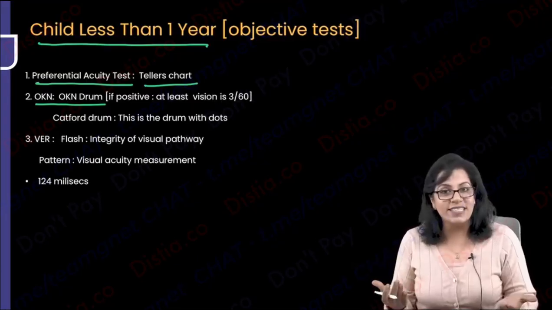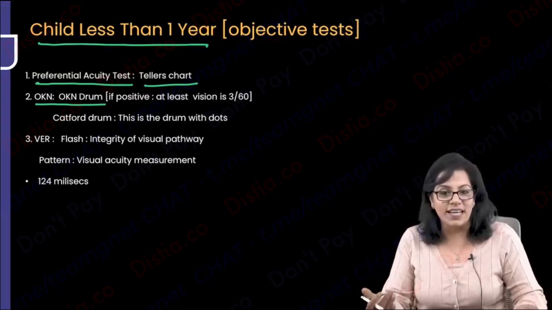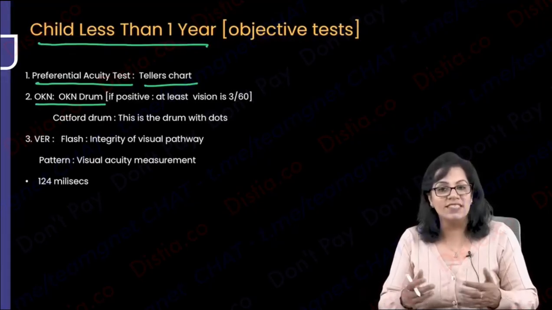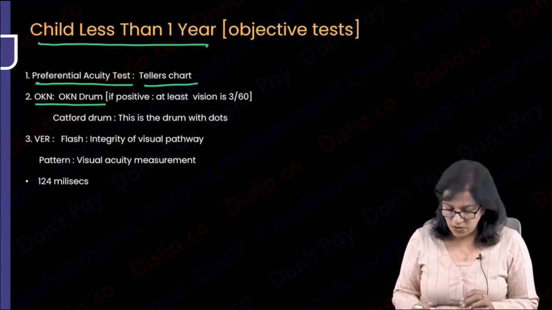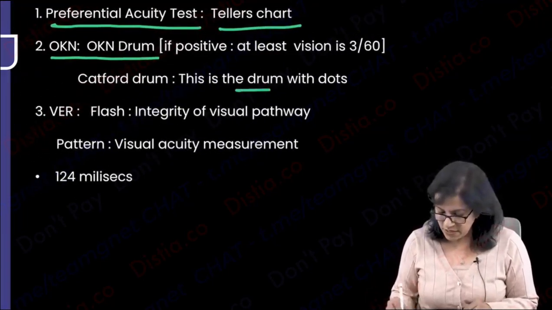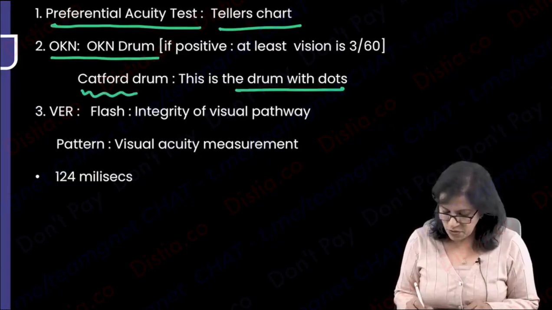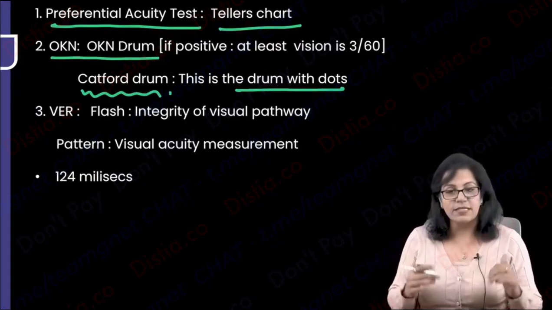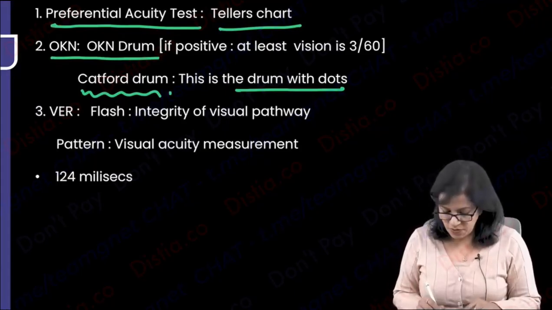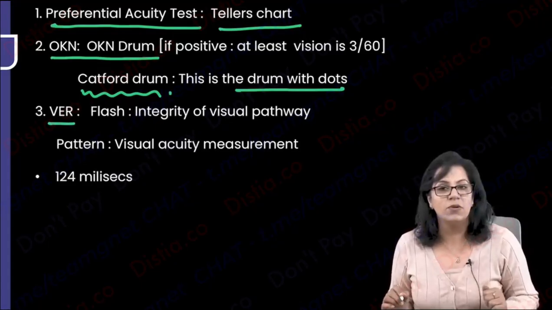What is a subjective test? When the patient is participating. And if the patient is not participating at all, it is an objective test. Okay, instead of this, we can also have a drum with the dots, and when there is a drum with the dots, we call it CAD4 drum. Just be familiar with the name as I told you. Otherwise, if nothing is working, you can go for visual evoked potential or visual evoked response.